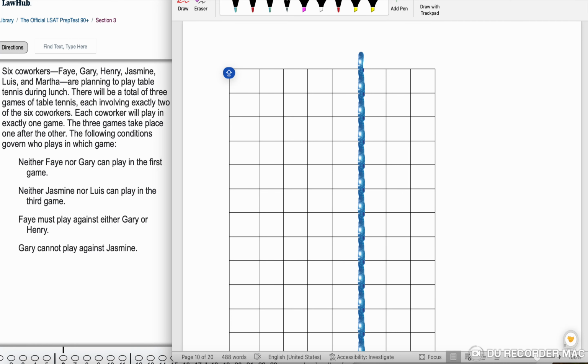Co-workers F, G, H, J, L, M are planning to play table tennis during lunch. There will be a total of 3 games of table tennis, each involving exactly 2 of the 6 co-workers.